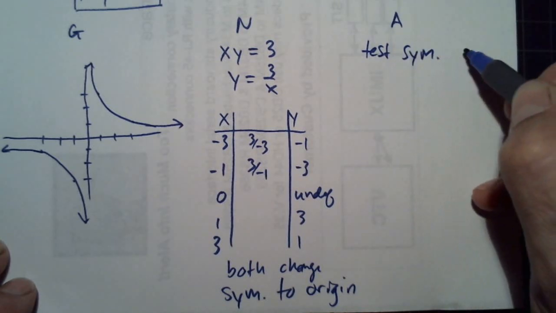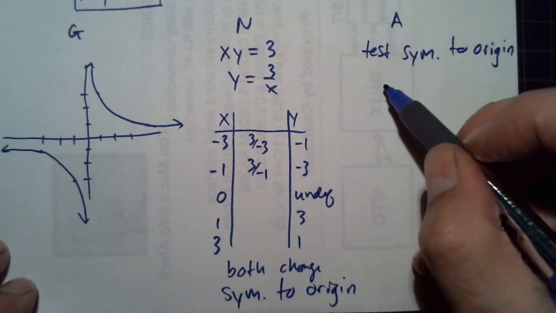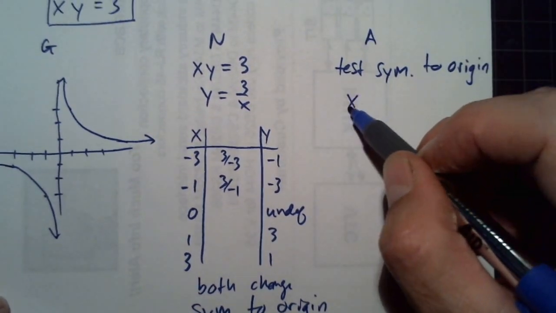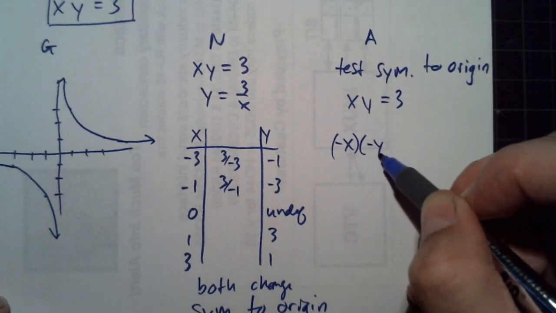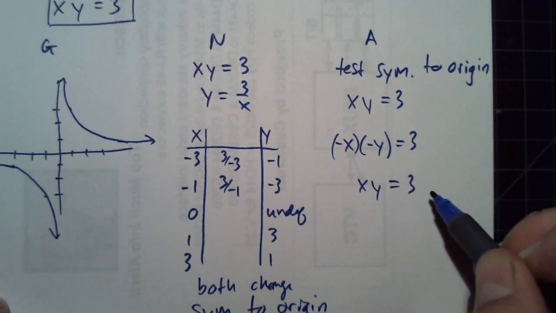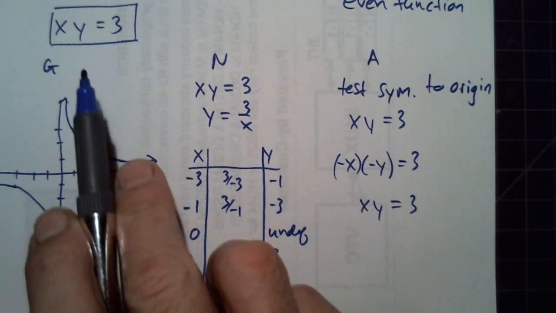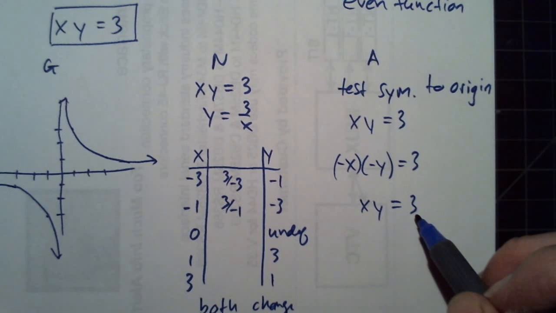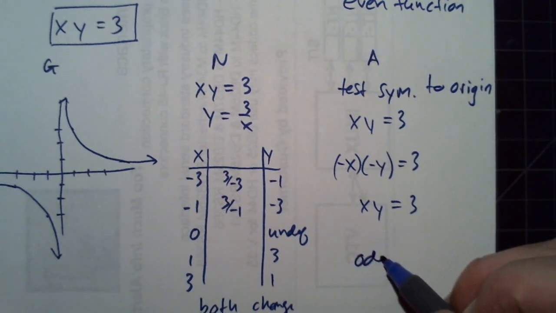Test symmetry to origin. To test the symmetry to the origin, we'll take the original equation, change both signs, simplify, and show that when we change both signs, we still get the same equation, we still get the same graph, so that means it has symmetry to the origin, and it's also called an odd function.